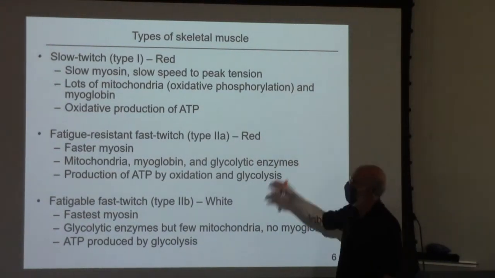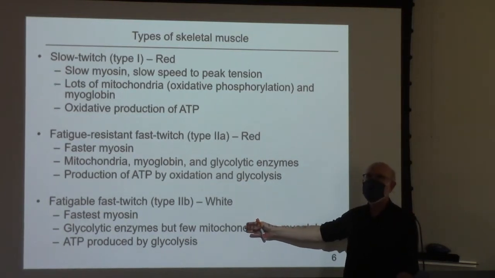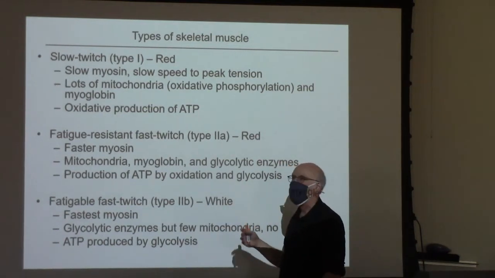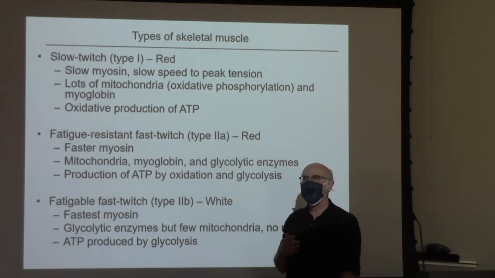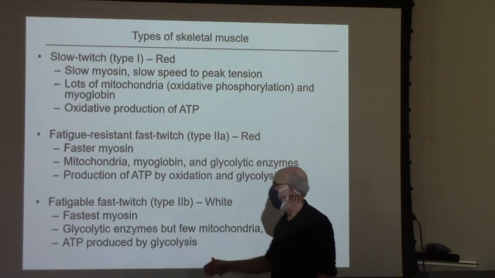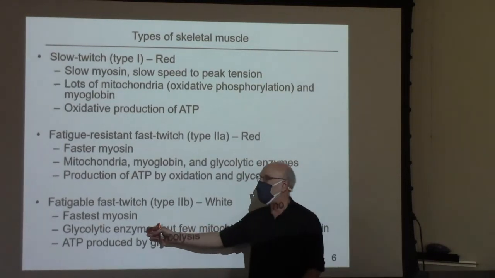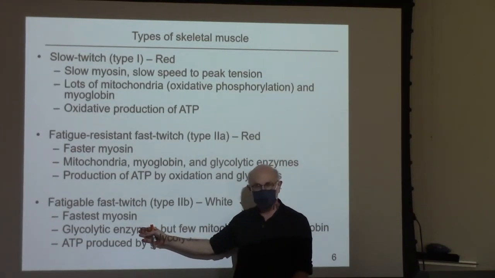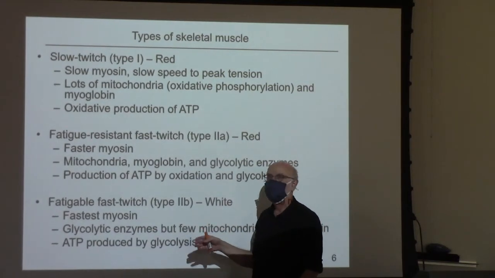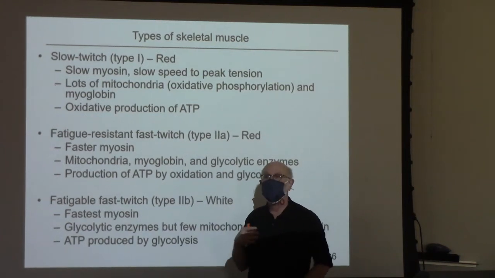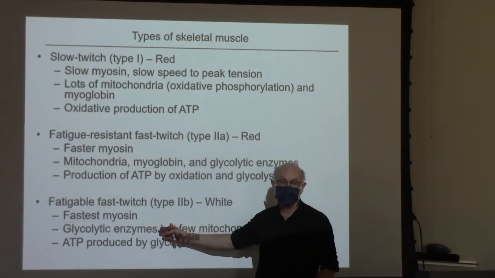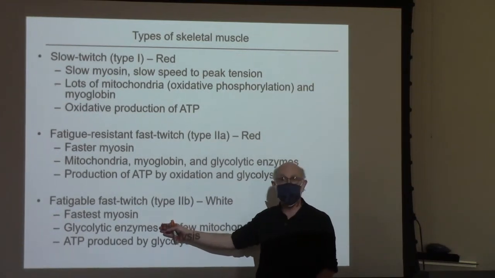So let's jump to the fatigable fast twitch muscles. These are the muscles that are specialized for fastest contraction. They have the fastest isoform of myosin. They produce their ATP by glycolysis. You learned about glycolysis in cell-phys. Remember, glycolysis is some of the input steps to the Krebs cycle, which then inputs to oxidative phosphorylation. It's not very efficient. It's not efficient at all, but it is fast.